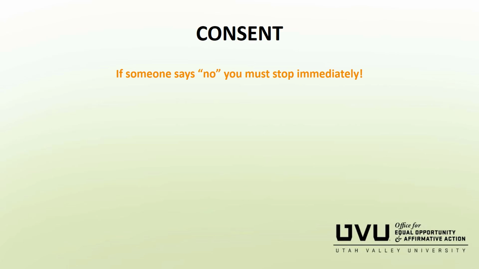If someone says no, you must stop immediately. But how do we recognize no? Well, it might not be as easy as you think, because there is more than one way to say no without actually using the word. Saying "I'm not sure." "What if someone finds out?" "Not now." Turning away from a kiss or pulling away from a touch. These are all ways of saying no.